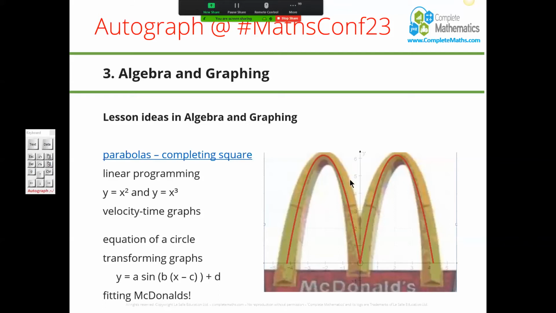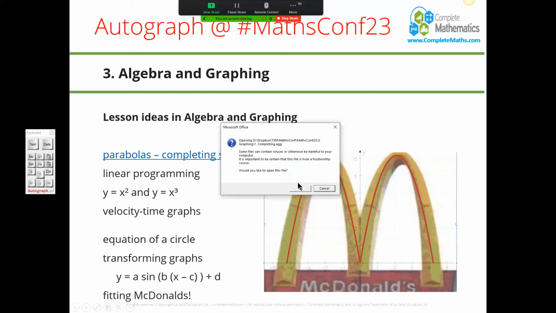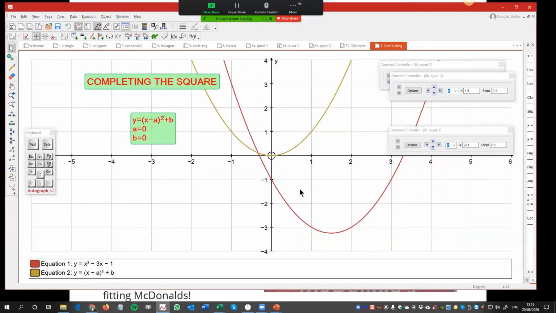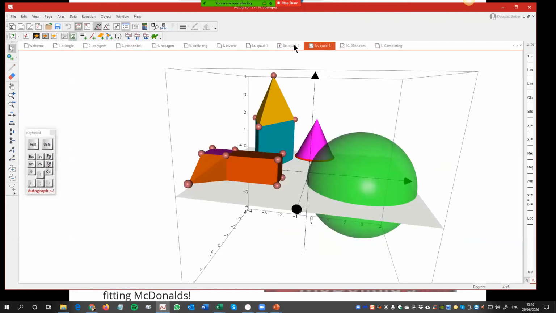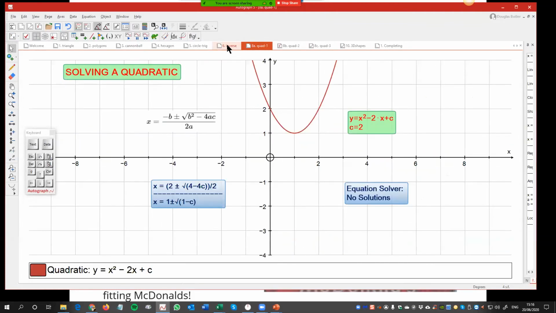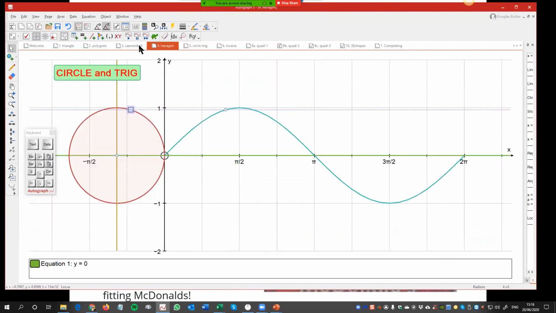Okay, here we go. And one or two topics here to do with algebra and graphing to play with, finishing off with fitting a graph to McDonald's M. We'll start off with completing the square. Let's close all these down because we finished with them. One really nice feature about Autograph, of course, is that all the previous work is here. So if you can't remember what we did in the last half an hour, just wander back through all the tabs, and here they all are.